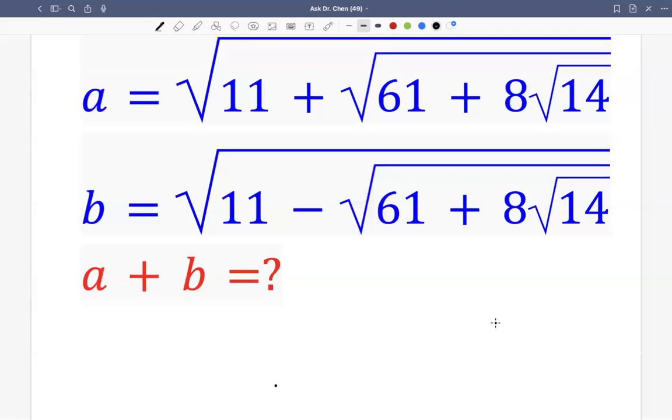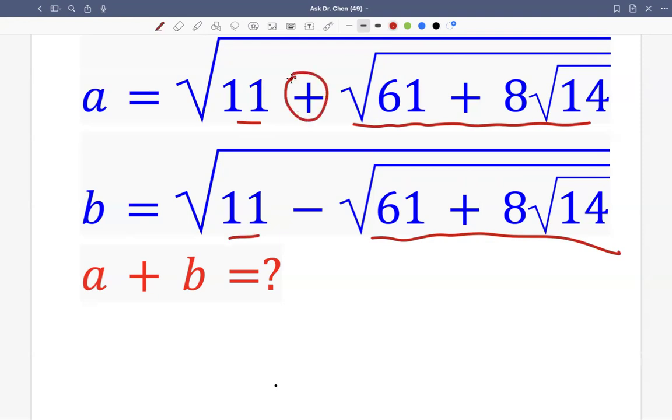Let's see this question. We're given two irrational numbers, square roots with 3 layers. So we observe, this is the same as this, and this is the same as this. So this is a plus, this is a minus. That means A and B are conjugates.